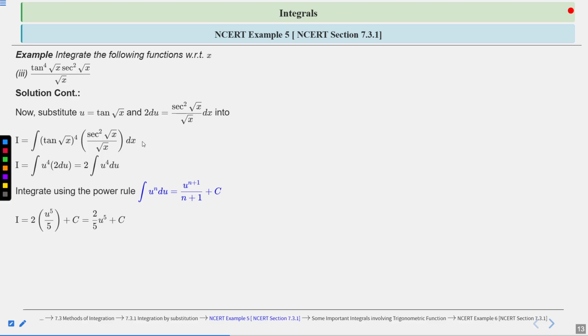So I will be equal to 2 u to the power 5 upon 5 plus c, which is 2 by 5 u to the power 5 plus c. Now substitute back u is equal to tan root x to express the answer in terms of x. So I will be equal to 2 by 5 tan root x to the power 5 plus c.